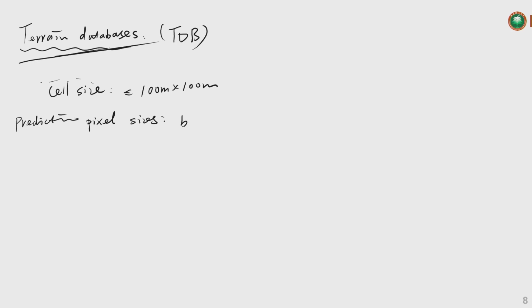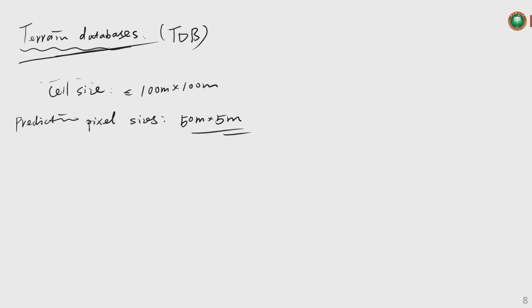So we need to scale the terrain databases, and we need to confirm, or stretch, the analysis of the cell sizes. The cell size should be really smaller than 100 meters by 100 meters, or smaller. And typically, for the prediction pixel sizes, we already set it to be 50 meters by 50 meters as the cell size.